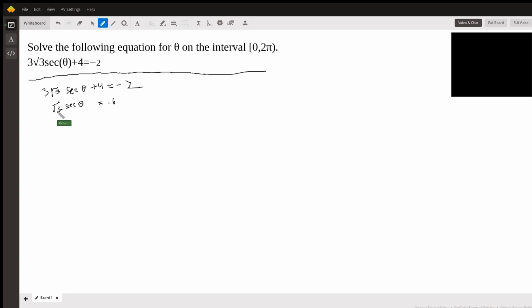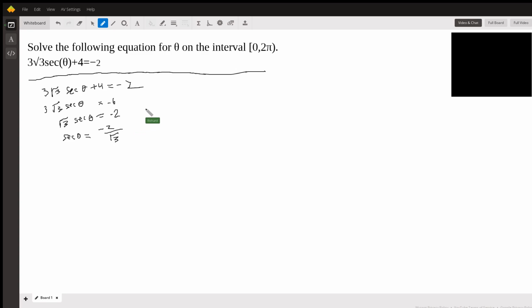I'm going to divide by the square root of 3 by 3. Sorry, we'll divide by 3 first. So that's going to give me square root of 3 secant theta equals -2. Now I'll divide by the square root of 3, so the secant of theta is -2 over root 3.